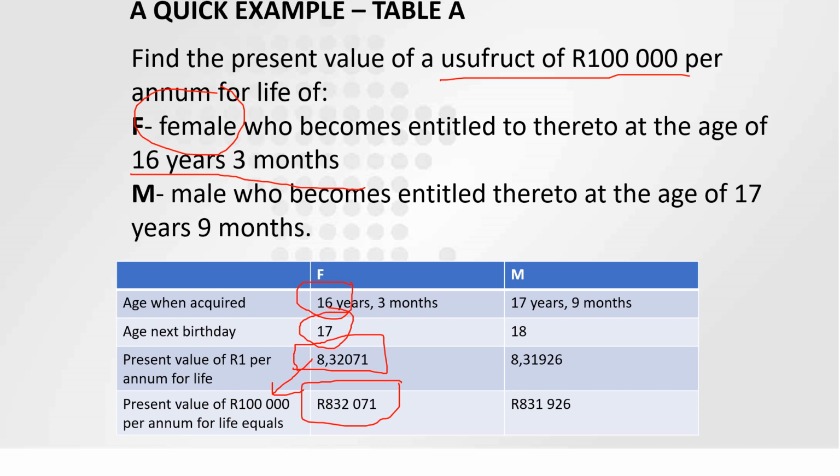The same will apply if it was for a male. You go and look in the male column. Again, if it's assumed they receive this annuity or the right when they are 17 years and 9 months, we go to the next birthday, they'll be 18, and the factor in the male column for someone who is 18 years old is 8,3.